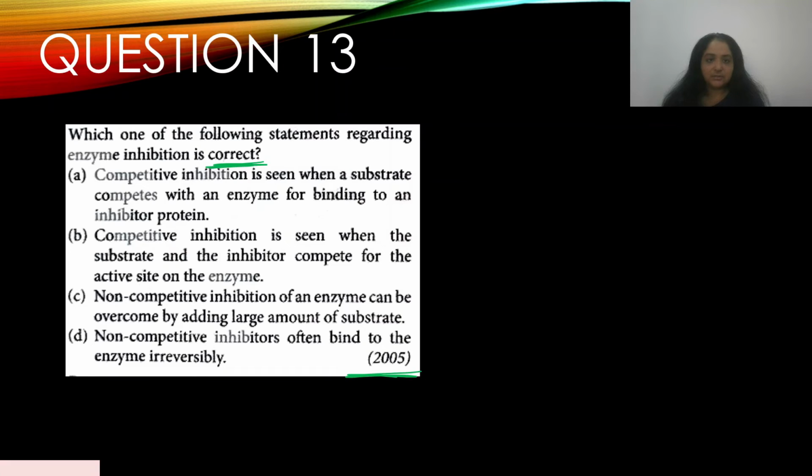It's true. C, non-competitive inhibition of an enzyme can be overcome by adding large amounts of substrate. No, that's not the case. D, non-competitive inhibitors often bind to the enzyme irreversibly. No, there are reversible reactions also. So option B is the right answer here. Answer is B.